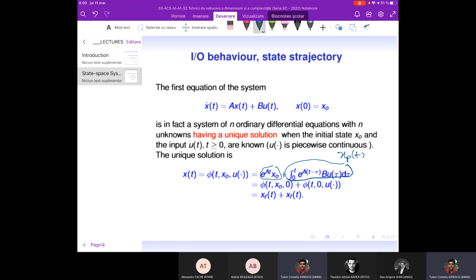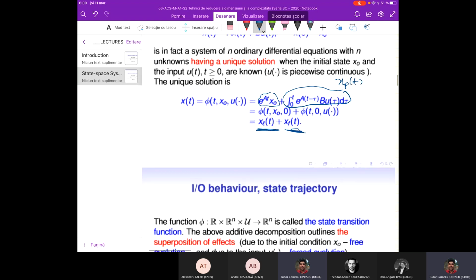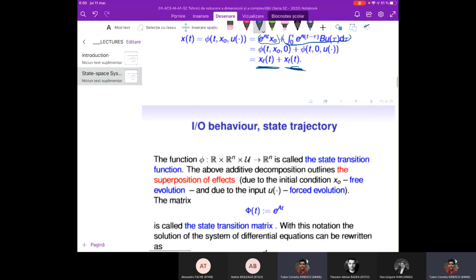Okay. So you have the free evolution plus the forced evolution. Forced because it depends explicitly on the input u, which is an external influence on the equation. So this is the general solution of such an equation. So now we need to investigate its properties.